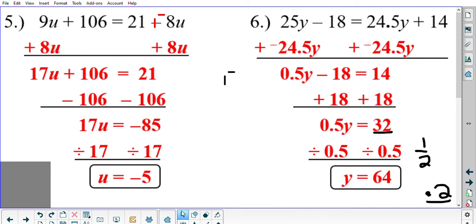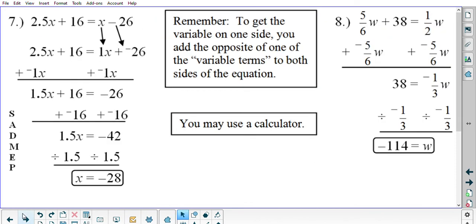Do not forget that dividing by a fraction is the same as multiplying by the reciprocal. That type of number sense is very helpful to know. Okay, 2 more examples for you at the top of the second page.